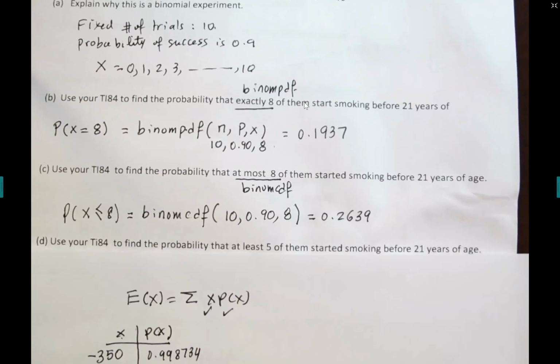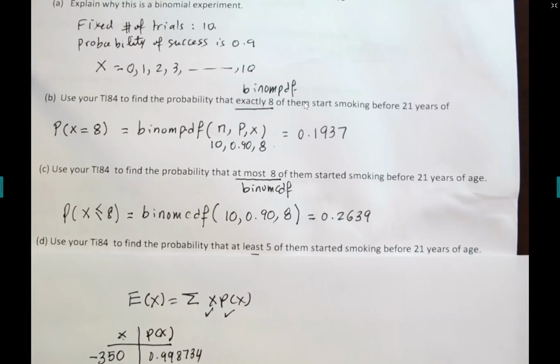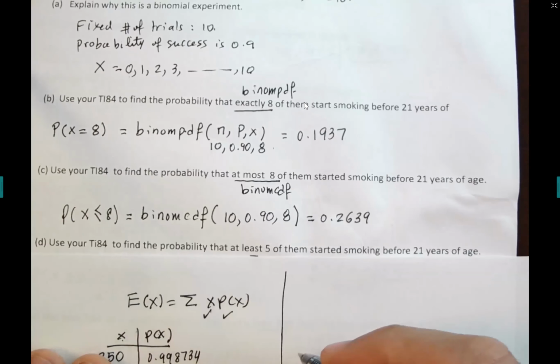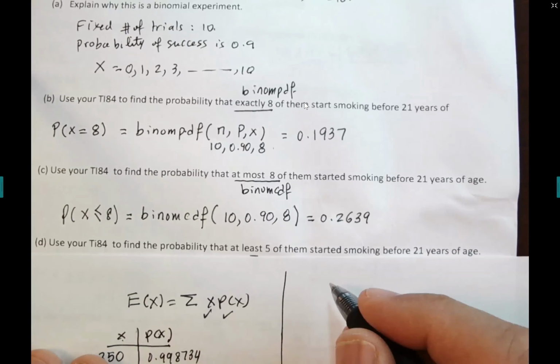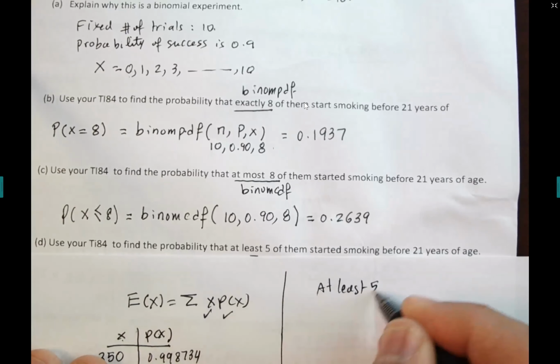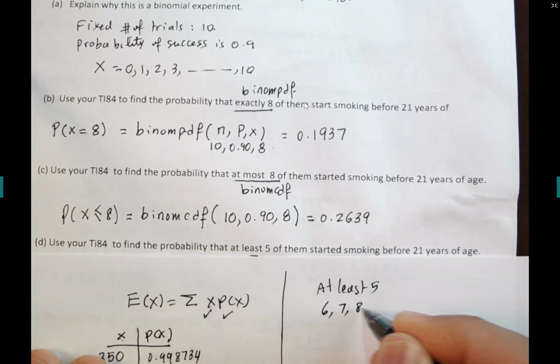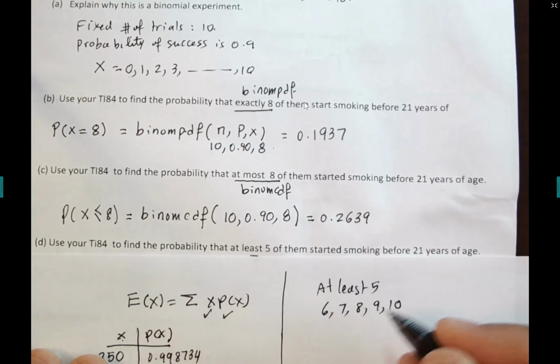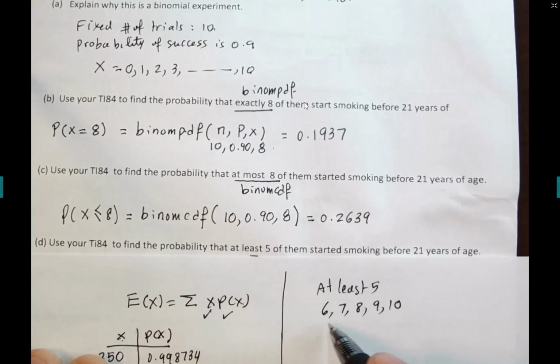Use your TI calculator to find the probability that at least 5 of them started smoking before 21. Okay, let me show you how I go about doing this. I only have 2 features on the calculator, and at least 5 means 6 or 7 or 8 or 9 or 10. I mean, guys, if you have the time, you can do PDF on 6, PDF on 7, PDF on 8, PDF on 9, PDF on 10, and add them up, and you get the answer, and it would be a perfect answer. But let me show you a shortcut to this.